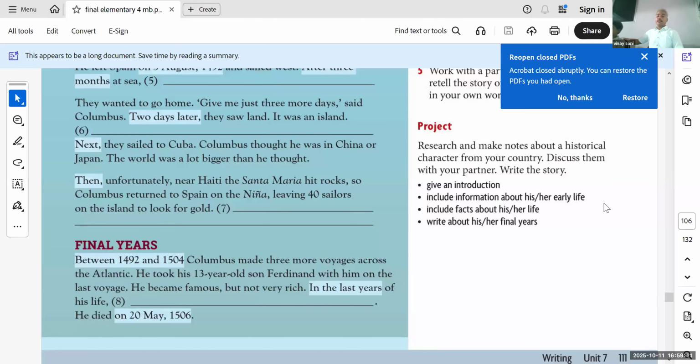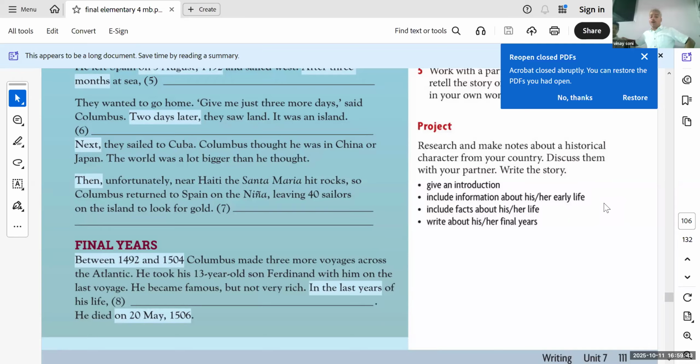Unfortunately, near Haiti, the Santa Maria hit rocks. So Columbus returned to Spain. Now return like category का verb है, yes or no? देखो, Columbus returned to Spain. क्या return like category का verb है? नहीं, क्योंकि return के बाद क्या दिख रहा है, तो हटा दीजिए, like category का verb नहीं। Columbus returned to Spain.